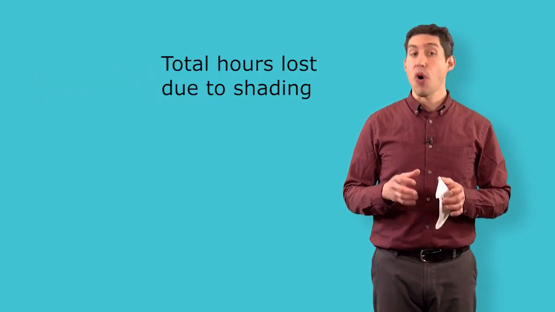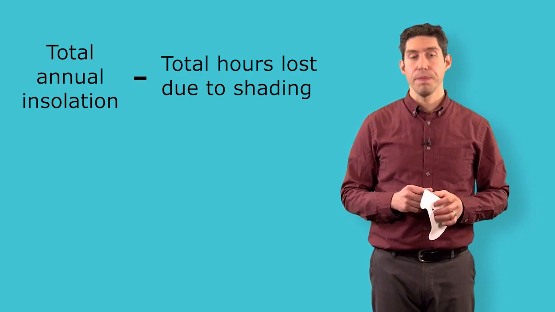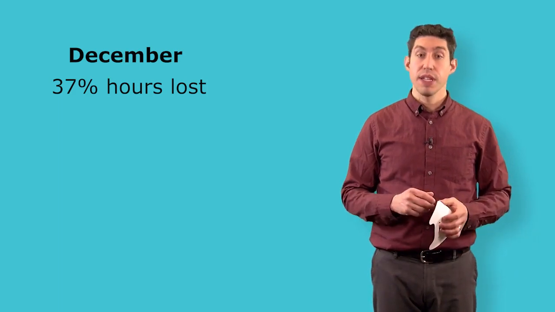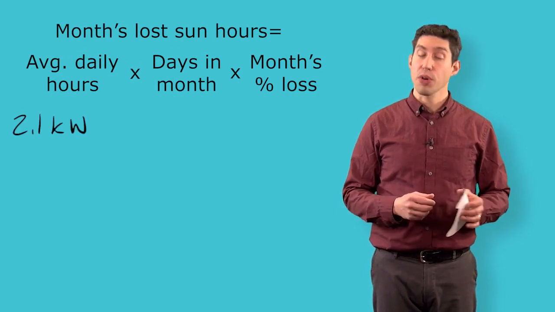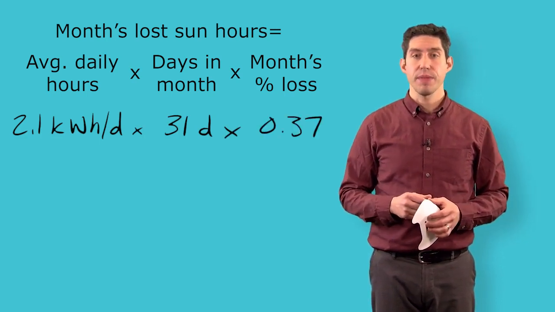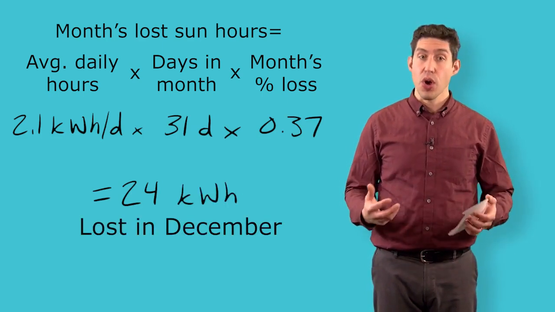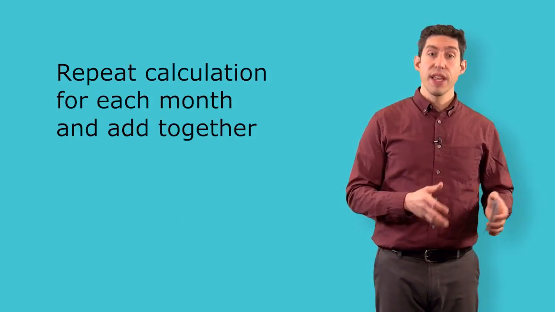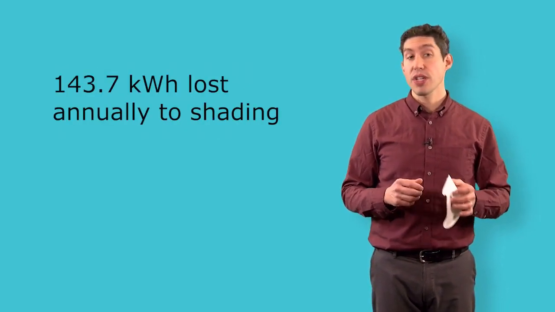We then take that total and multiply by the percentage lost in each month given by the Pathfinder. The next step is to sum all of the hours lost due to shading and subtract that from the total annual insolation. In this example, 37% of the sunlight hours are lost due to shade in the month of December. December has 31 days, so I multiply the sun hours in December, 2.1 kilowatt hours per square meter per day, by 31 days, and then multiply that by 0.37. That gives me a value of 24 kilowatt hours which are lost due to shading. If I follow that calculation through for all the individual months, I obtain 143.7 kilowatt hours lost due to shading.